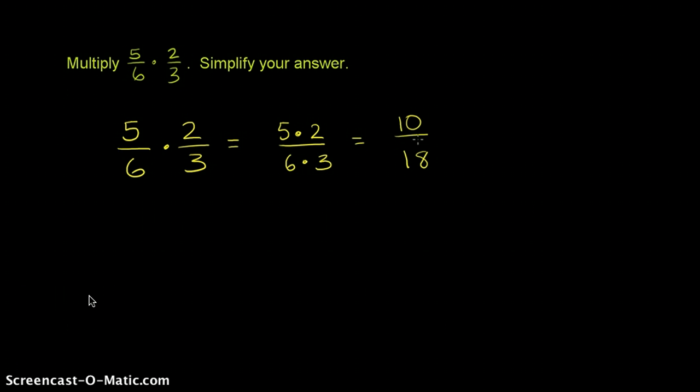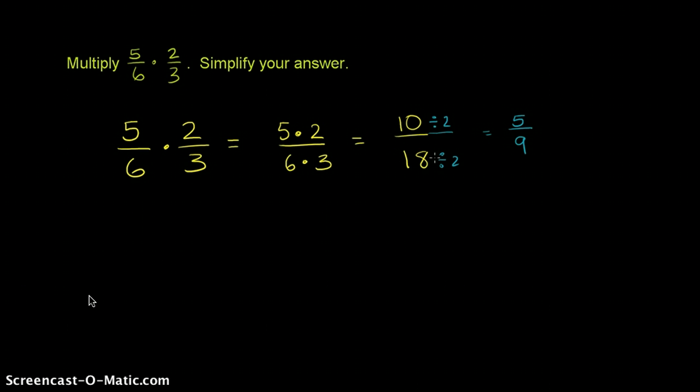It is 10/18, but when you look at these two numbers, you might immediately see that they share some common factors. They're both divisible by 2. So if we wanted it in lowest terms, we want to divide them both by 2. So divide 10 by 2, divide 18 by 2, and you get 10 divided by 2 is 5, 18 divided by 2 is 9.